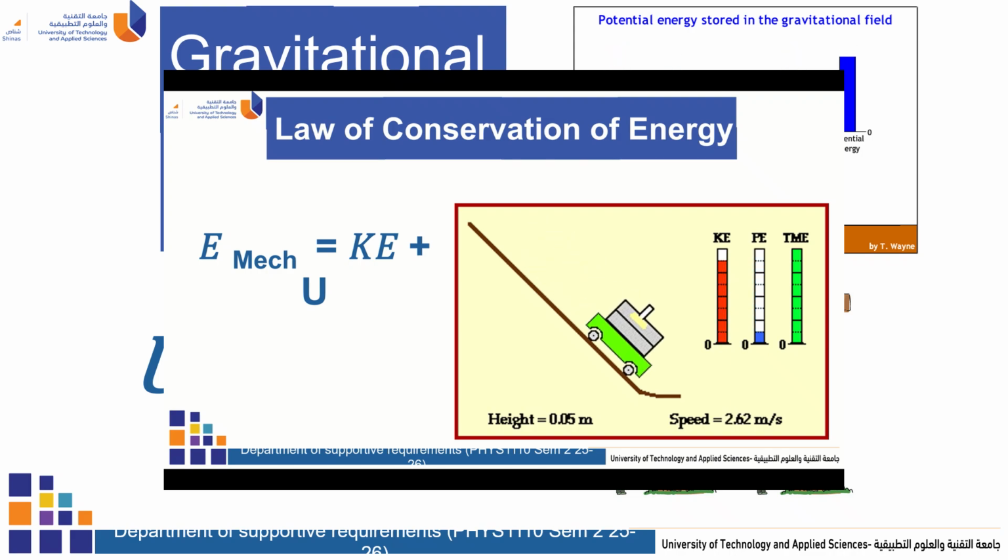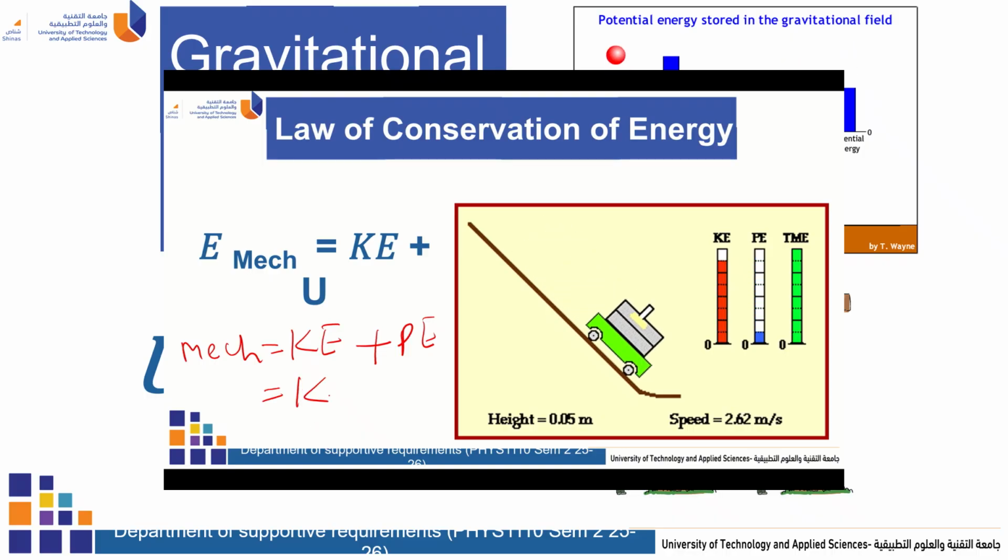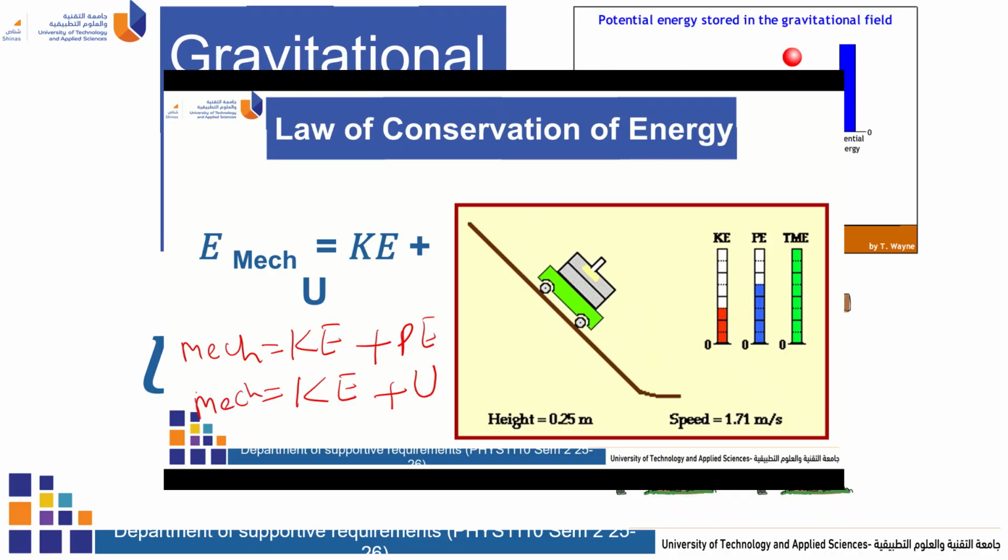And this is the law of conservation of energy. In part 1 I told you the mechanical energy is the sum of kinetic energy and potential energy. If I write the mechanical energy, it is the kinetic energy plus the potential energy. This is the rule for mechanical energy: the sum of the kinetic energy and the potential energy.